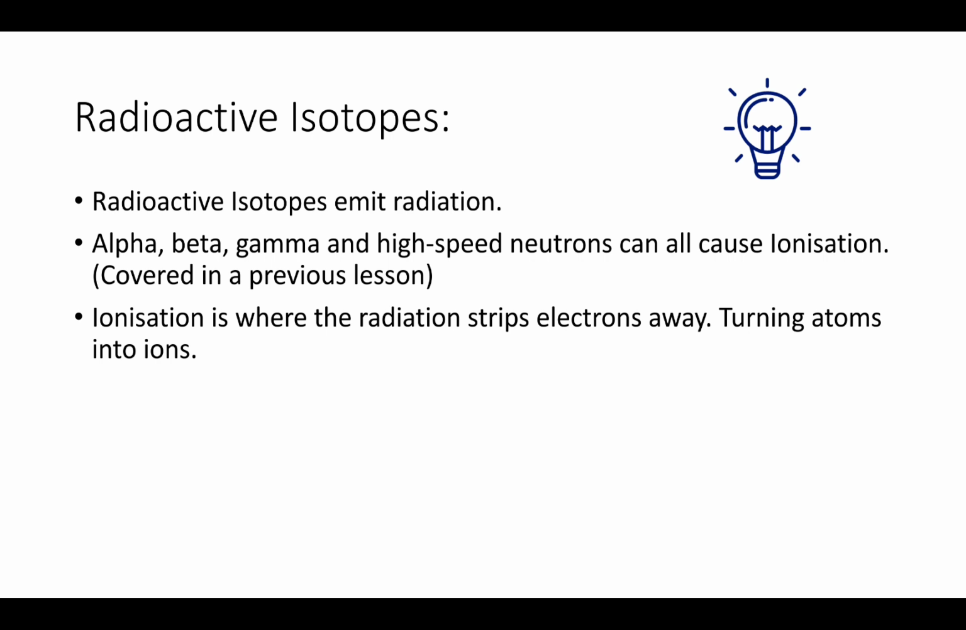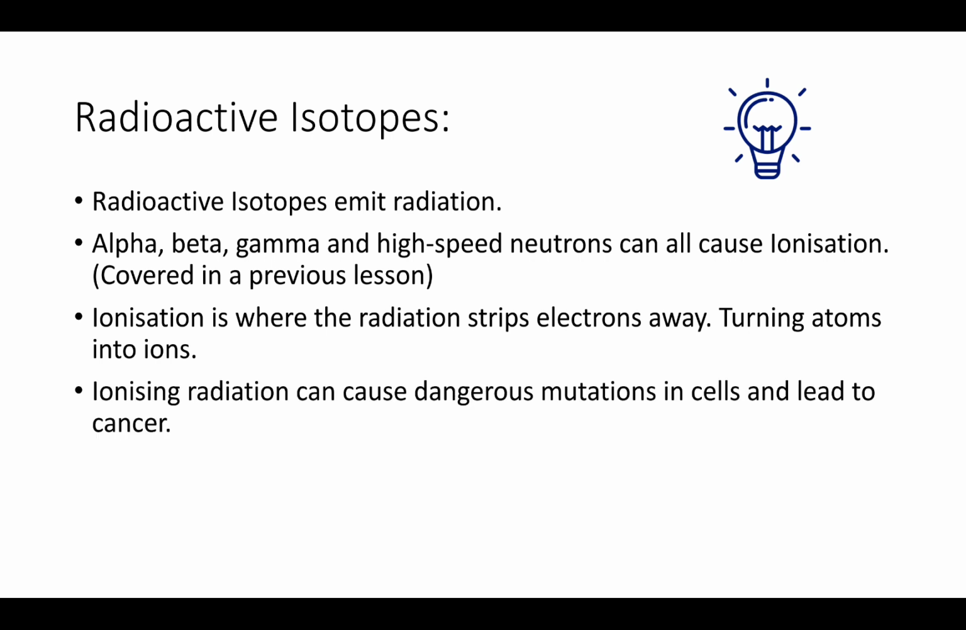Ionization is where the radiation strips electrons away, which turns atoms into ions. Remember, atoms have to be electrically neutral, so they have the same amount of protons as they do electrons. When electrons are stripped away by radiation, there are less electrons, which means you have an excess of protons, so they become charged, and we call them positive ions. You should do that in chemistry.